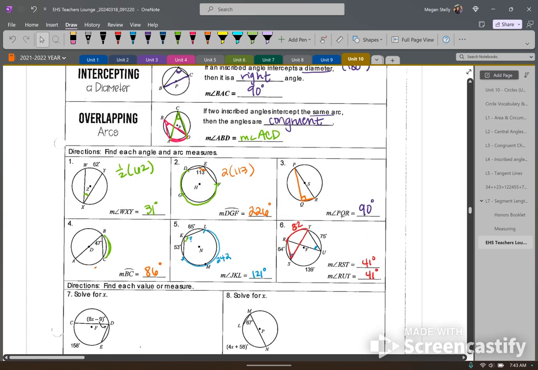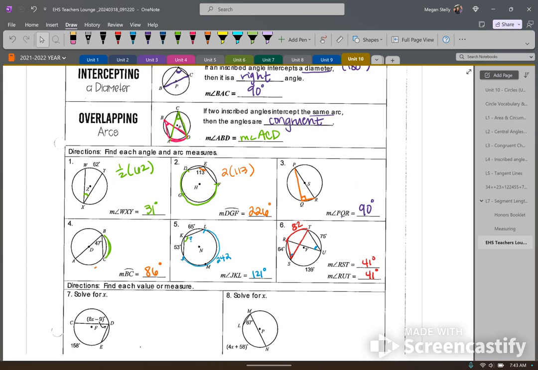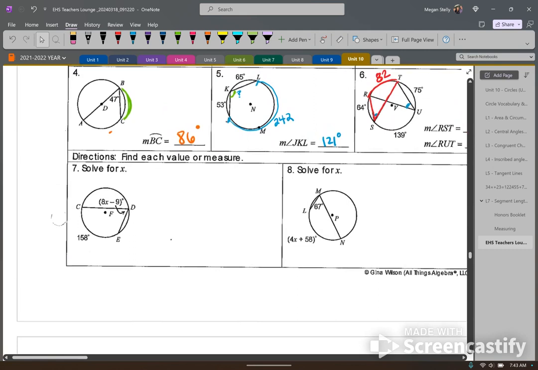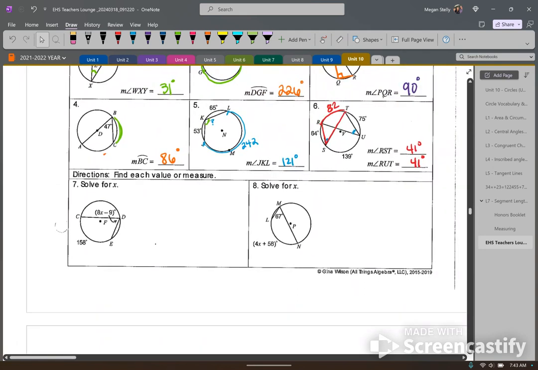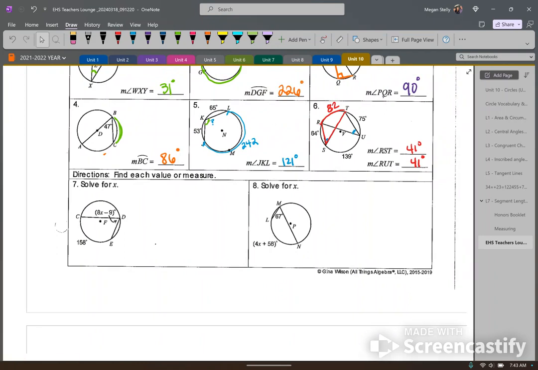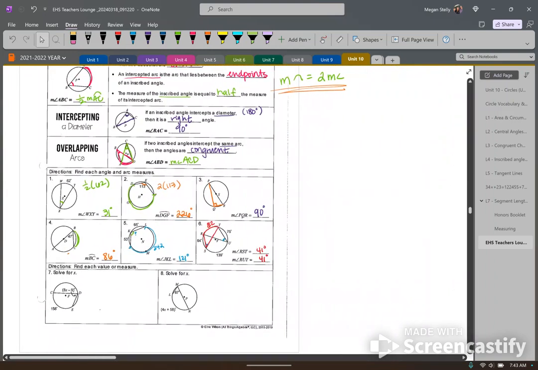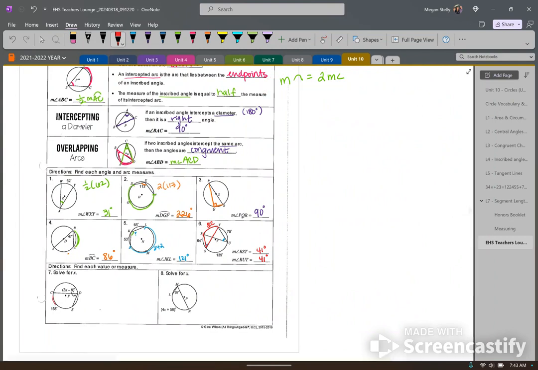All right, now I'm going to help you with the first one, number 7, and then I'm going to let you work on the rest of these on your own, setting up your equations. So remembering that the arc is double the angle, and the angle is half of the arc. So really, you can double or you can take half. I personally like to double, so I'm going to use this up here, that the measure of the arc, 158, is double its angle measure, 8x minus 9.